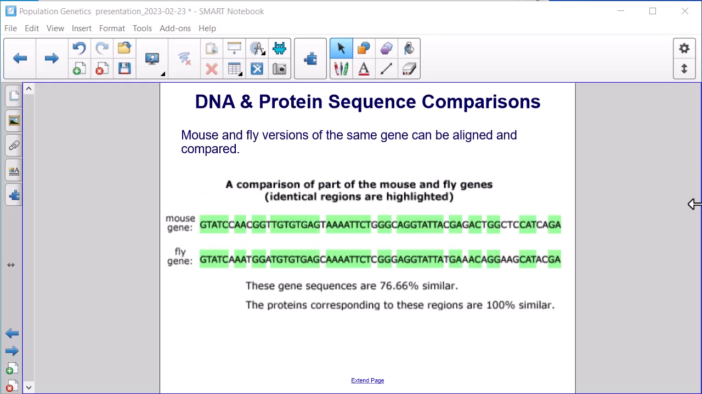Mouse and fly versions of the same gene can be aligned and compared. A comparison of part of the mouse and fly genes' identical regions are highlighted. These gene sequences are 76.66% similar. The proteins corresponding to these regions are 100% similar.